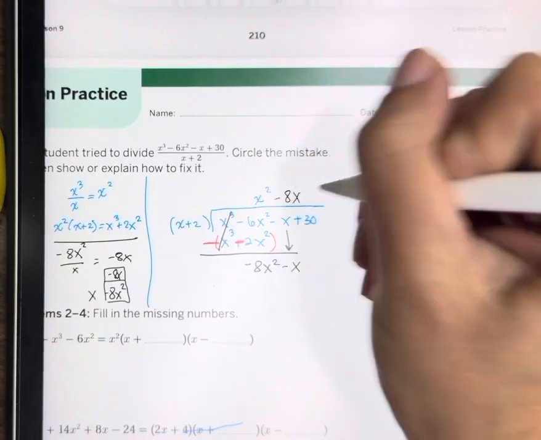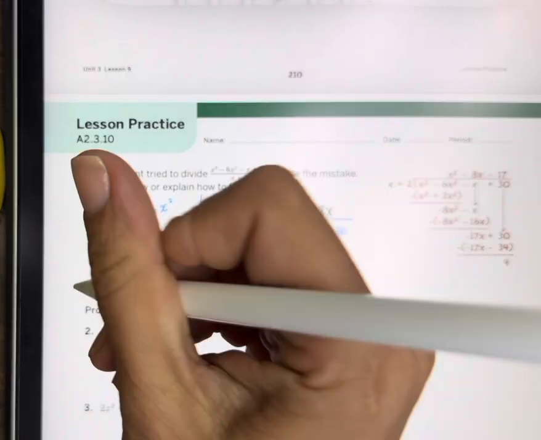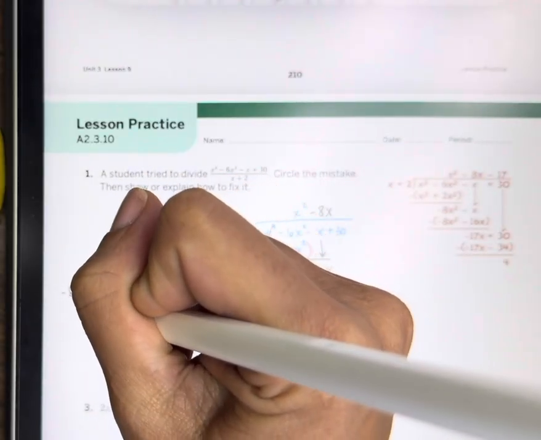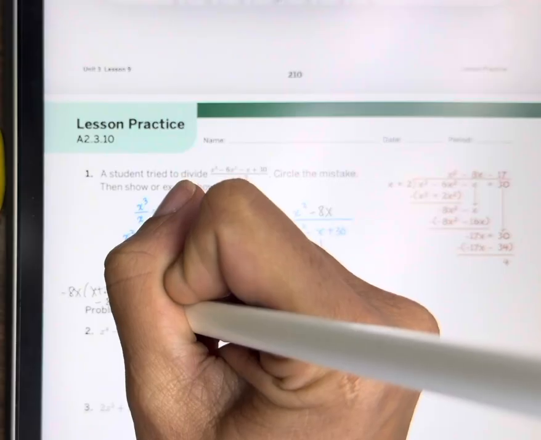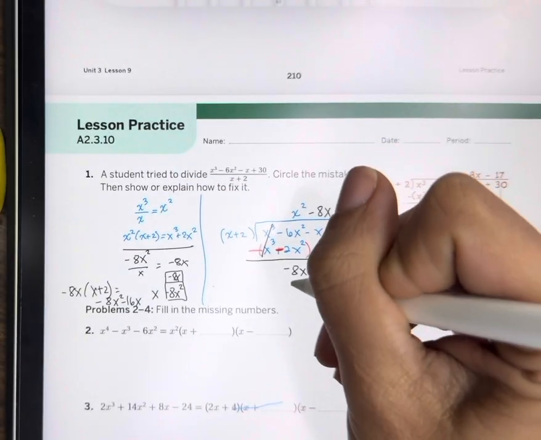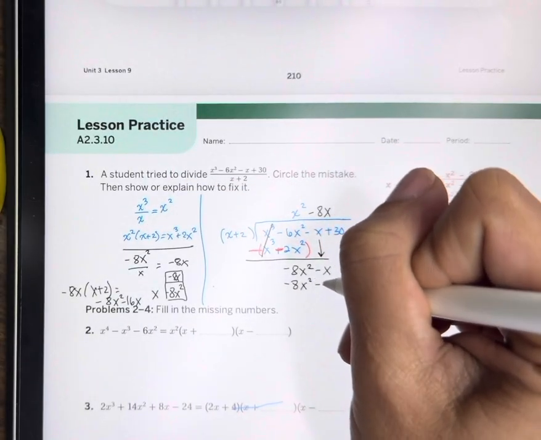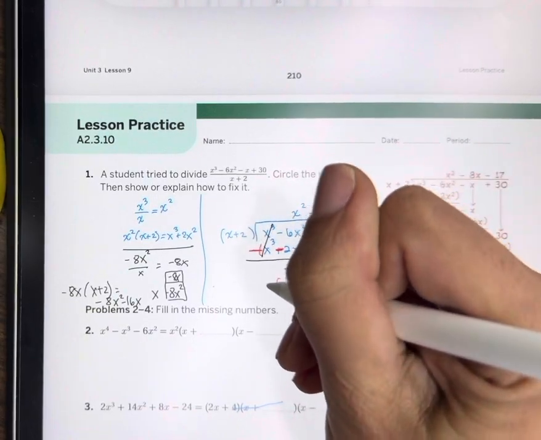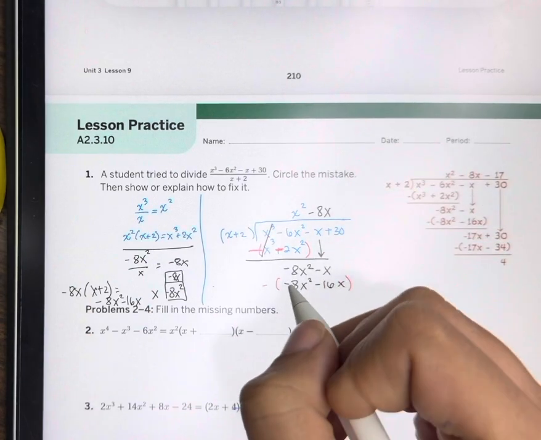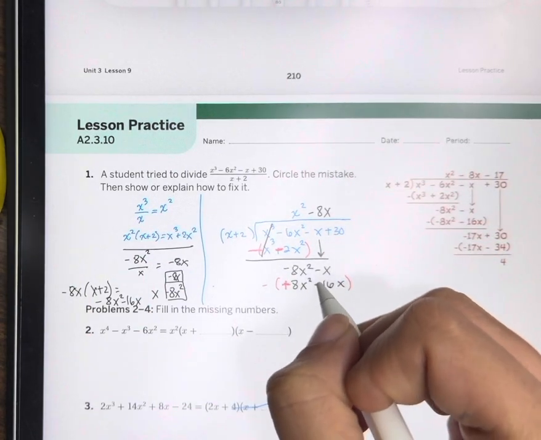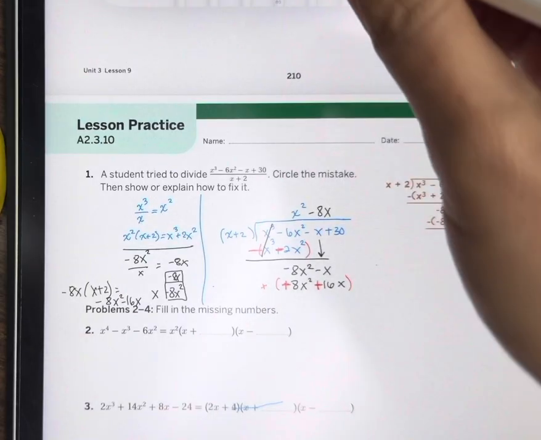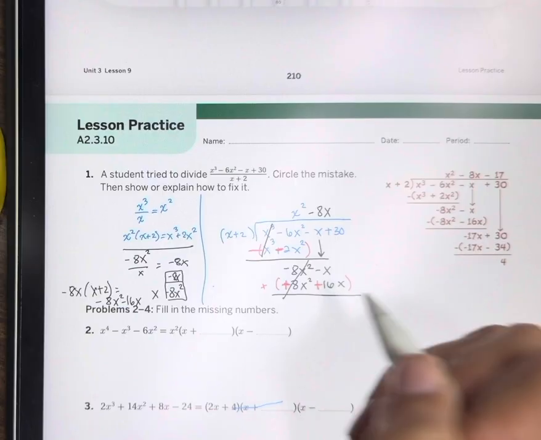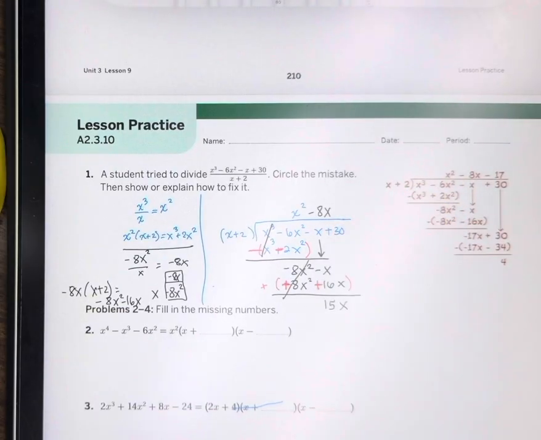So negative 8x goes here, and then I need to multiply negative 8x by that x plus 2 to get negative 8x squared minus 16x, and that goes here. And then I need to subtract, which means go change everybody's sign. That becomes plus, and that becomes plus. So then this cancels, and here I have negative x plus 16x, which is 15x.